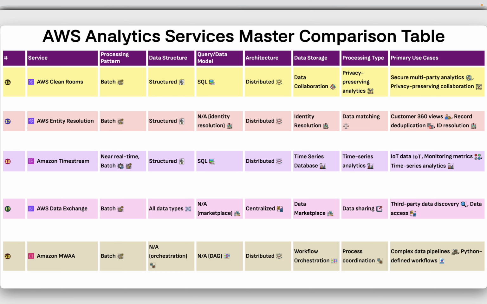And lastly, Amazon Managed Workflows for Apache Airflow. Processing pattern, batch. Data structure, not applicable, it's an orchestration service. Query and data model, not applicable, it's a directed acyclic graph, DAG. Architecture, it's a distributed service. Data storage, it's a workflow orchestration service. Processing type is process coordination. Primary use cases, complex data pipelines and Python-defined workflows. So Python is very important because it only supports Python at the moment.